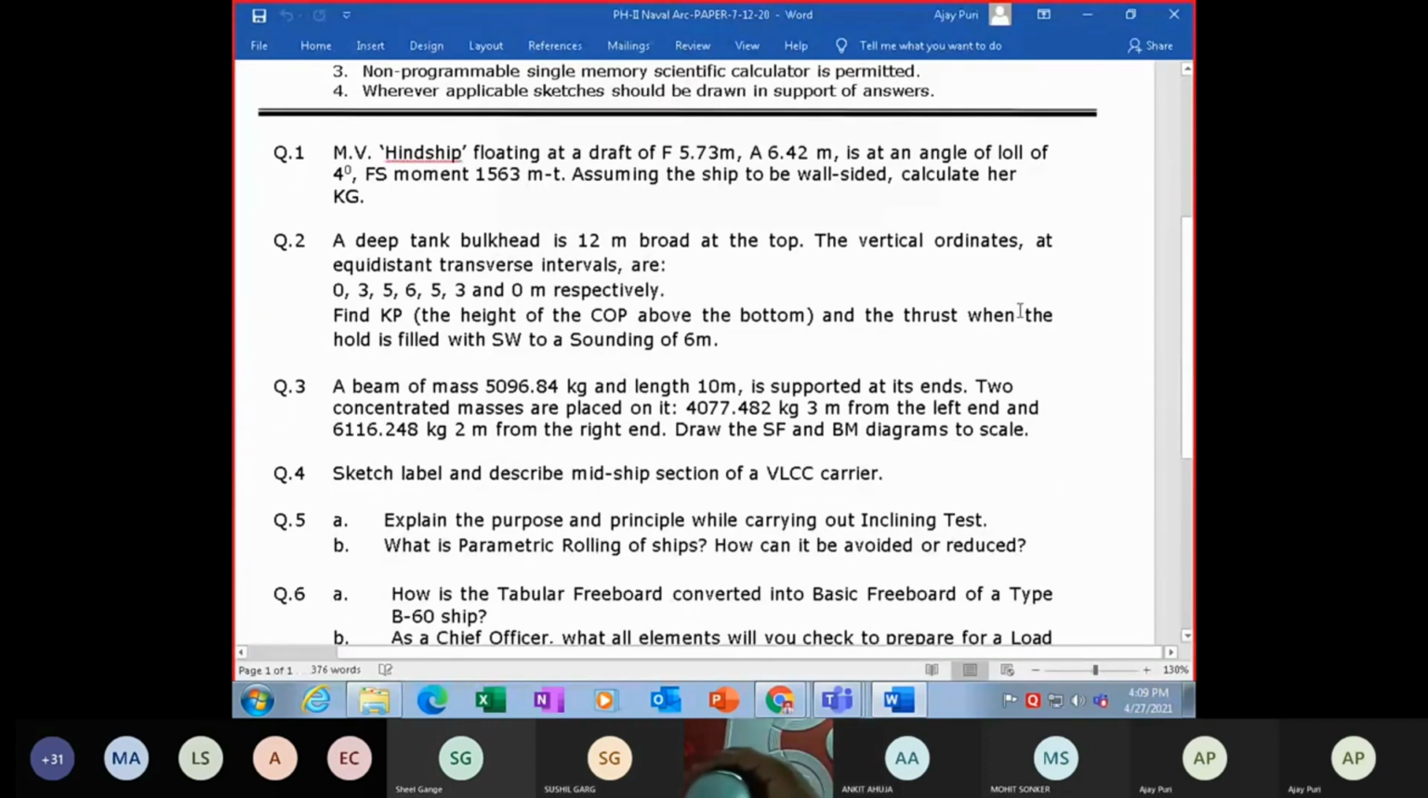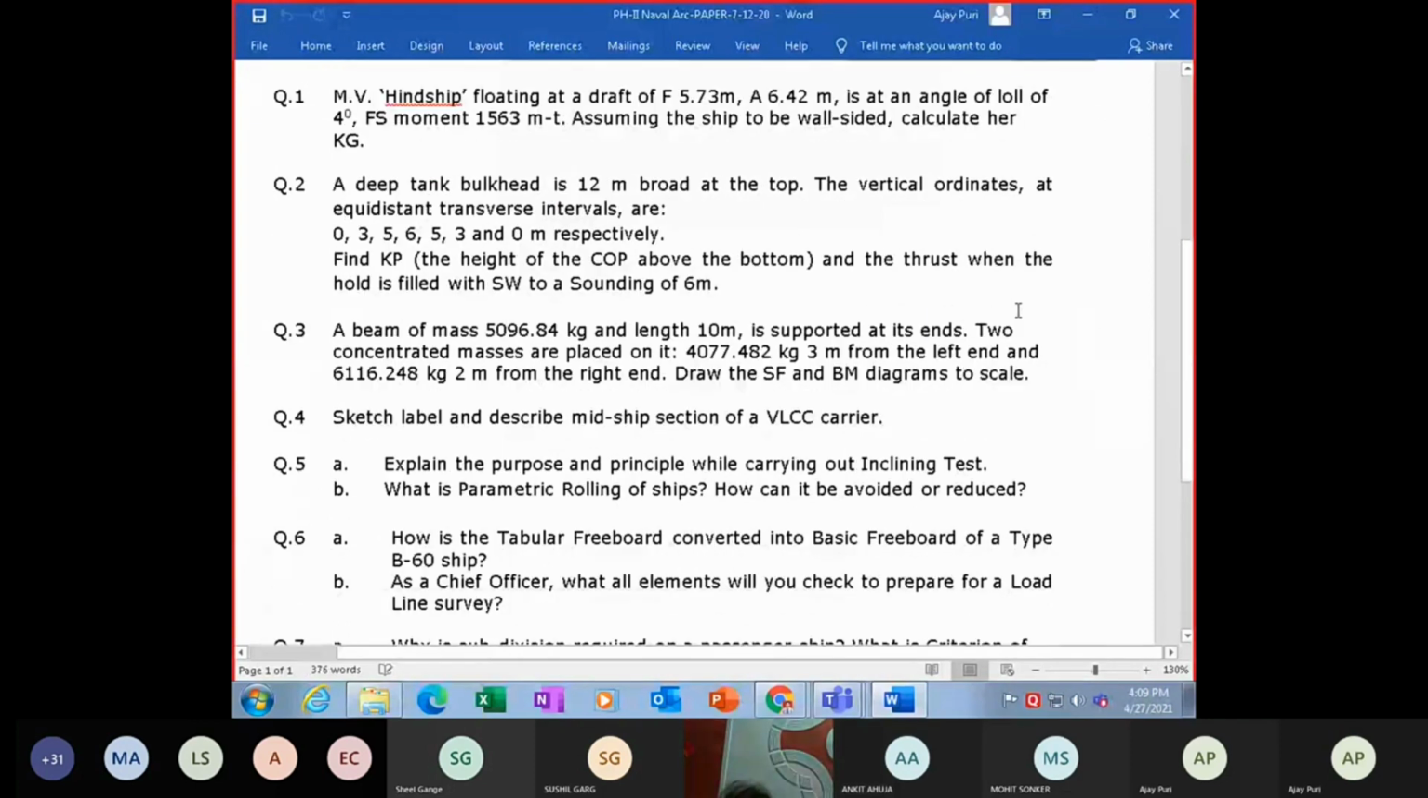So this is the December internal paper. VLCC carrier you have to explain. They have not mentioned double hull or single hull. They have not mentioned, so draw and explain any one you can make, no problem. Description should be done.